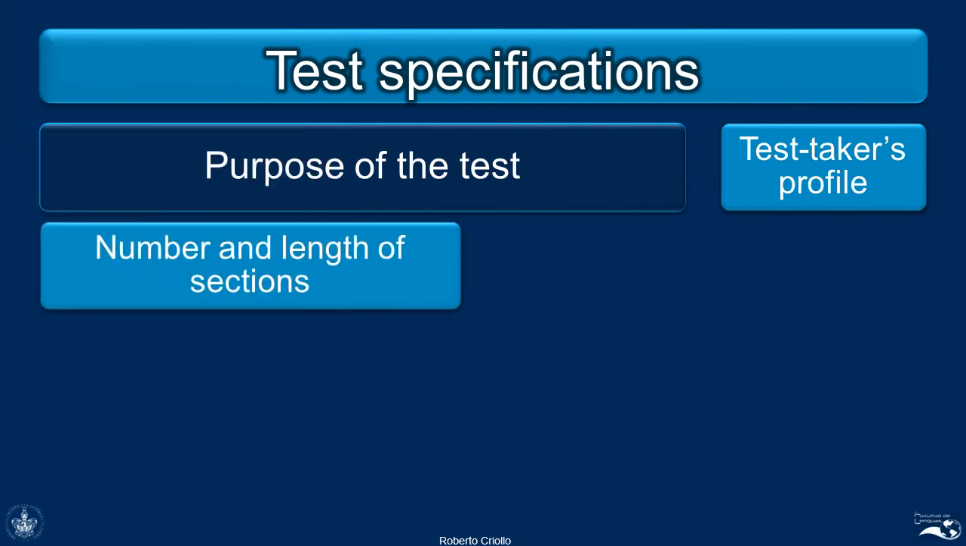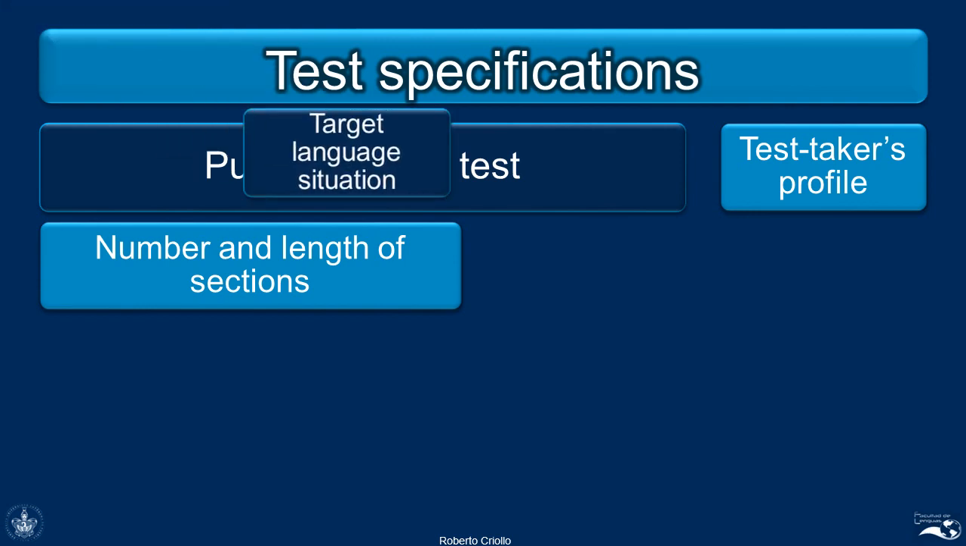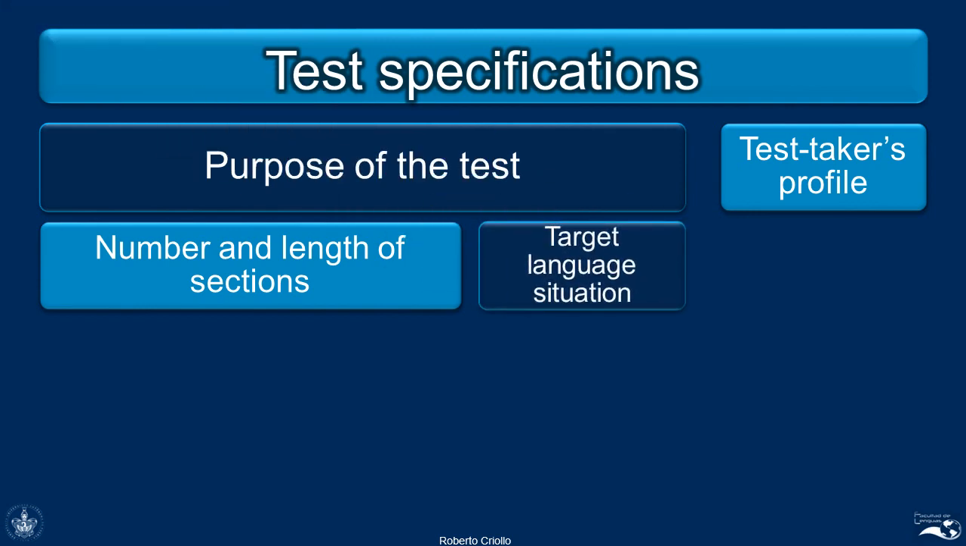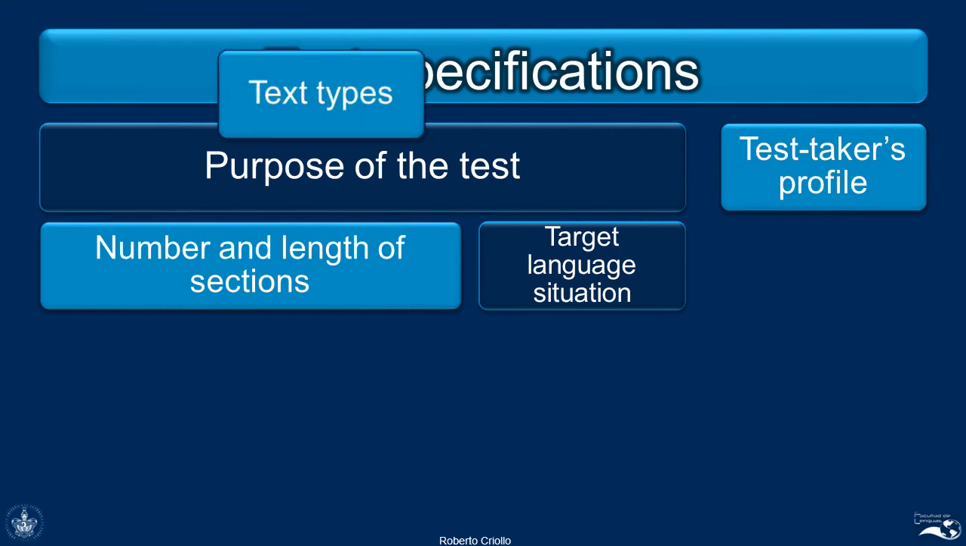The third element is the number and length of sections in the test. We need to specify beforehand how many sections and what kind of sections the exam is going to be made up of. The next element is the target language situation, which refers to the different domains in which the students will need to use the language outside of the test itself in real life.